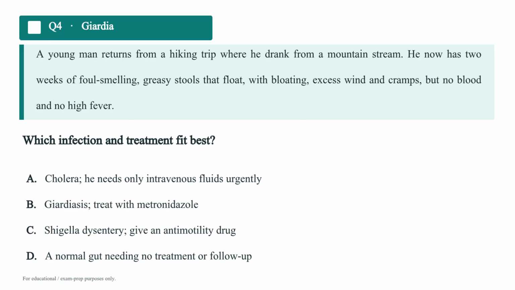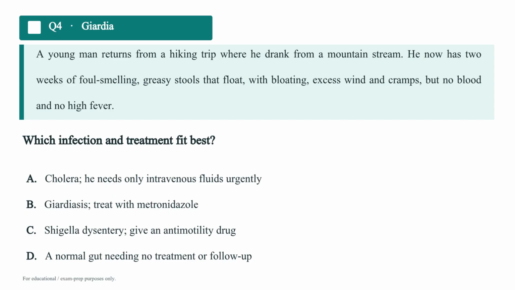Question 4. A young man returns from a hiking trip where he drank from a mountain stream. He now has 2 weeks of foul-smelling, greasy stools that float with bloating, wind, and cramps, but no blood and no high fever. Which infection and treatment fits best?